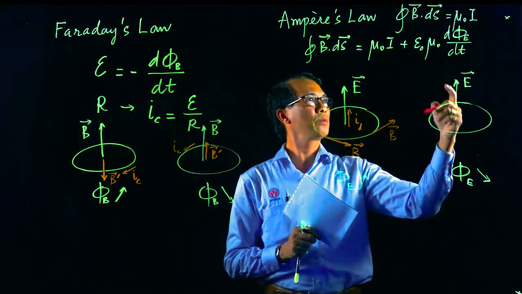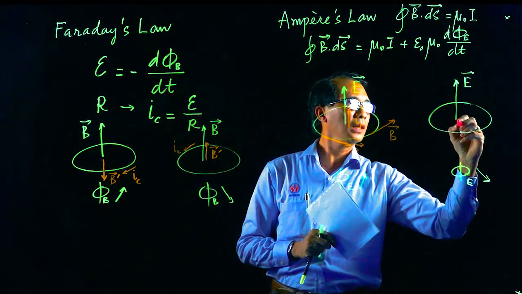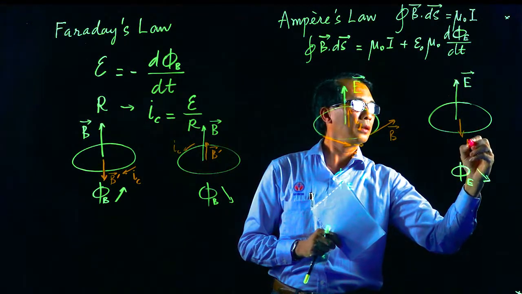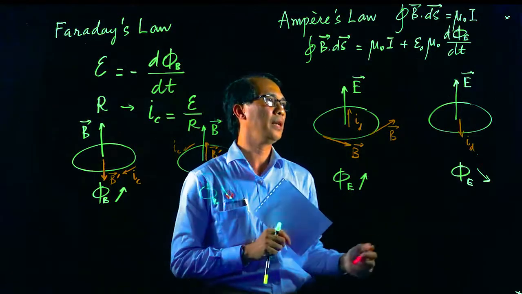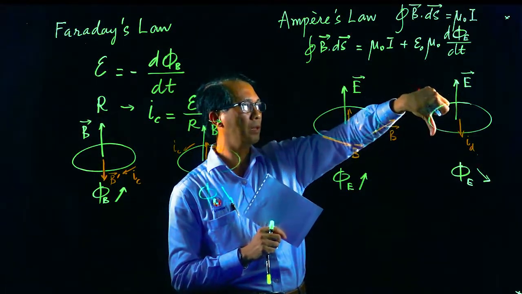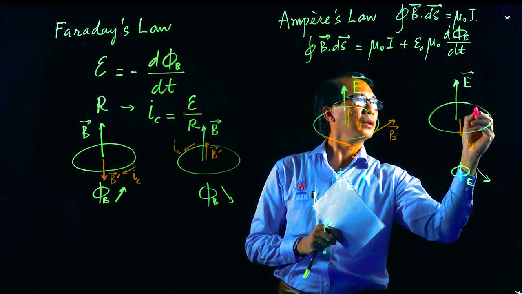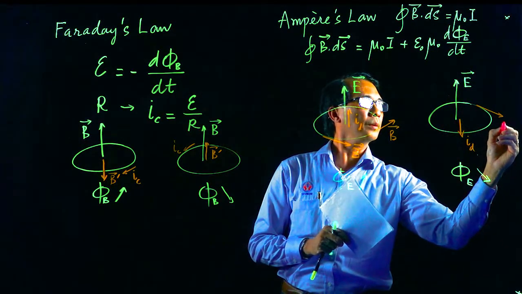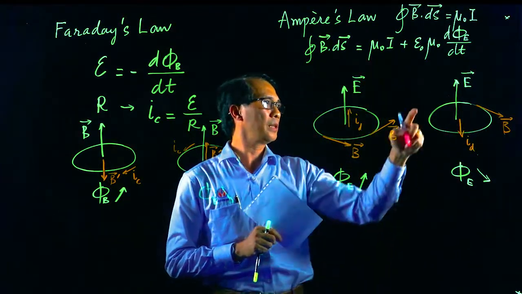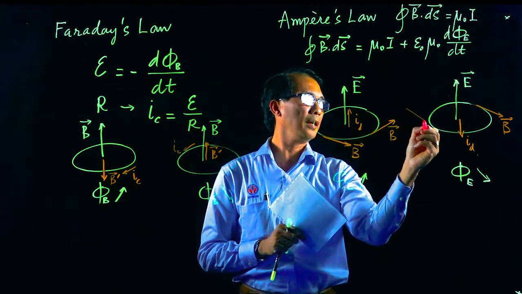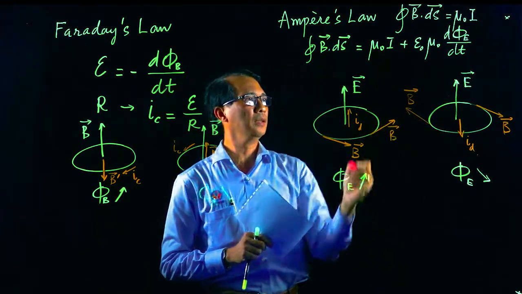Okay, for this one, because phi E is decreasing, the displacement current is downwards, then we can use our right hand rule to determine the magnetic field. So in this case, the magnetic field at this point is outward, and at this point is into the board.